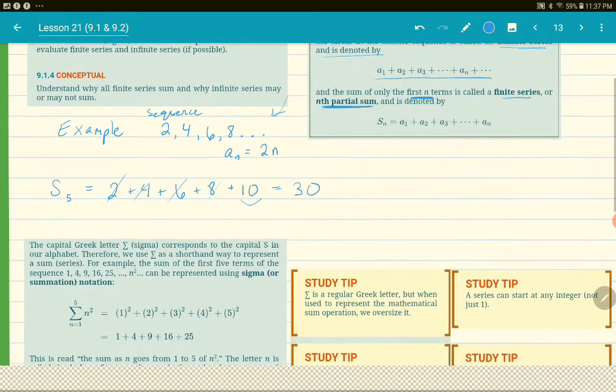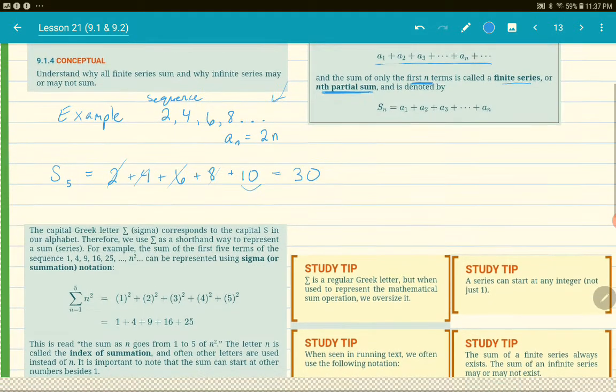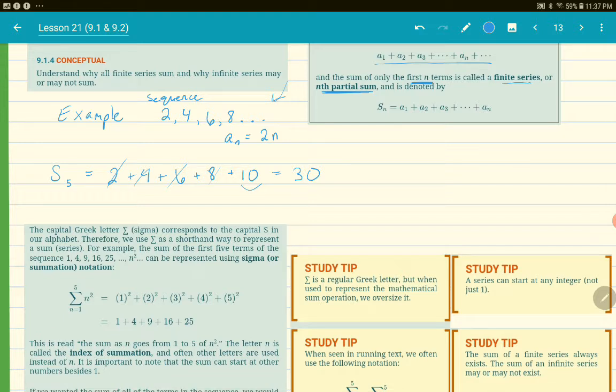We also have an abbreviation for sum. We have the capital Greek letter sigma, and actually it's not even just a capital Greek letter, it's an oversized Greek letter. Sigma is a regular Greek letter, but when we use it to represent the mathematical sum operation, we oversize it. So it's a really big sigma. That letter tells us it's sigma, S for sum.